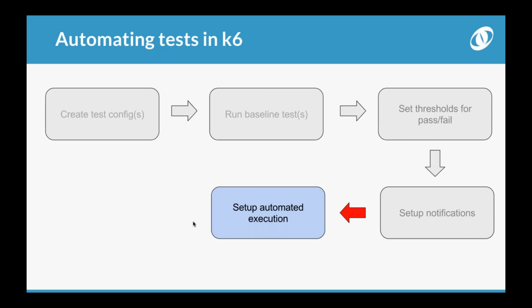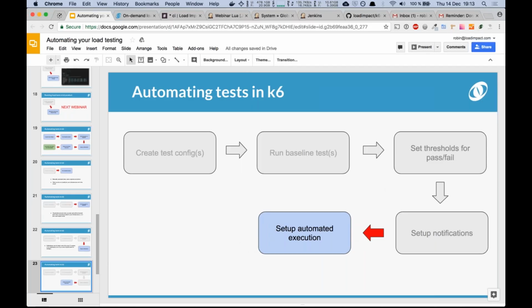Good. So now we have all the prerequisites completed for our K6 test. So now we can actually integrate the K6 test into our CI automation pipeline. And again, we're going to use Jenkins, but we're going to use it in a slightly different way this time.